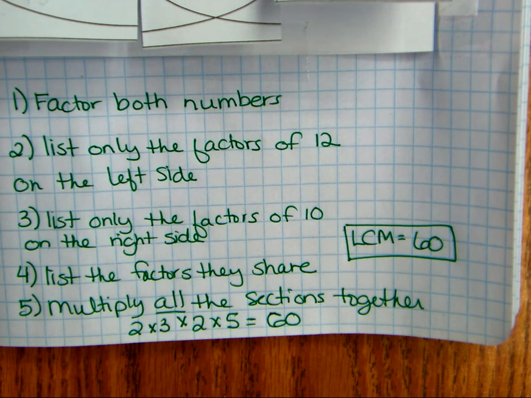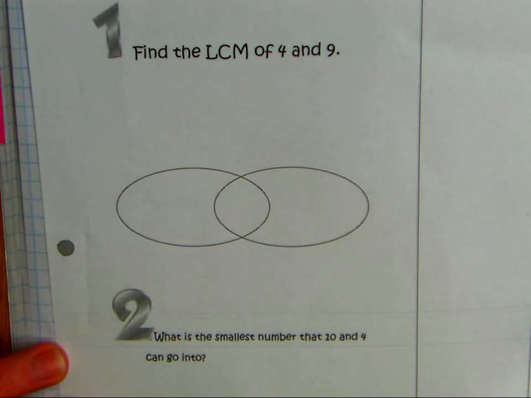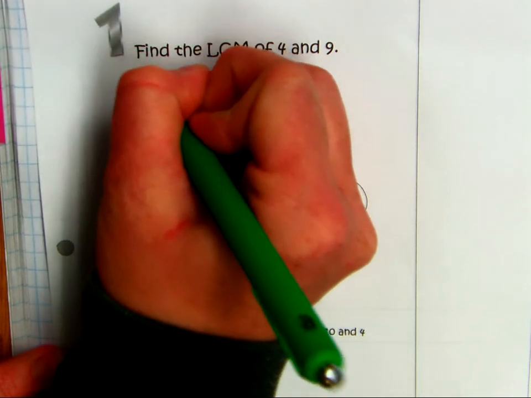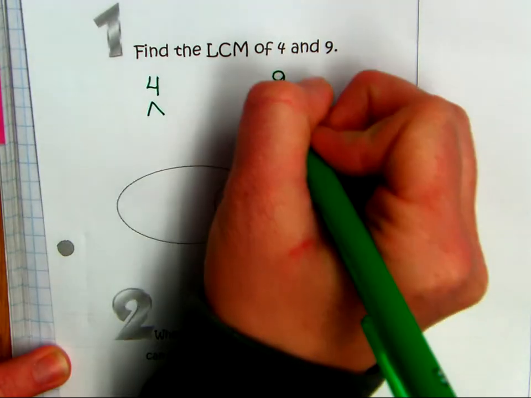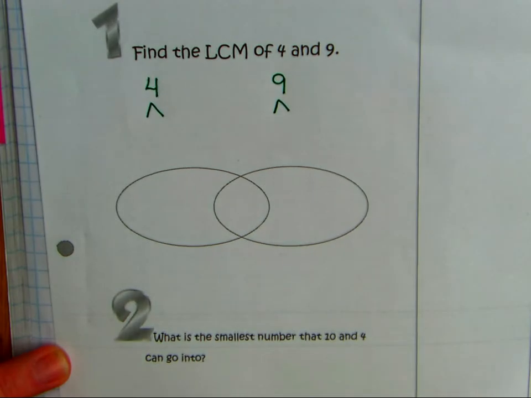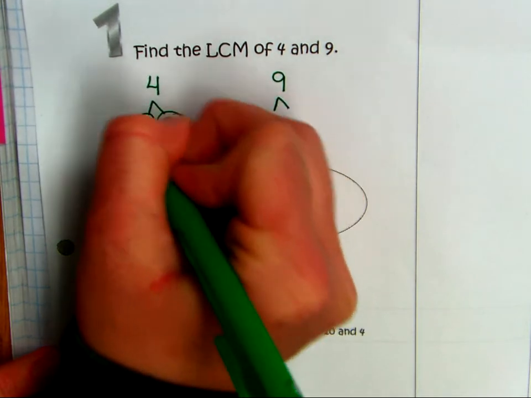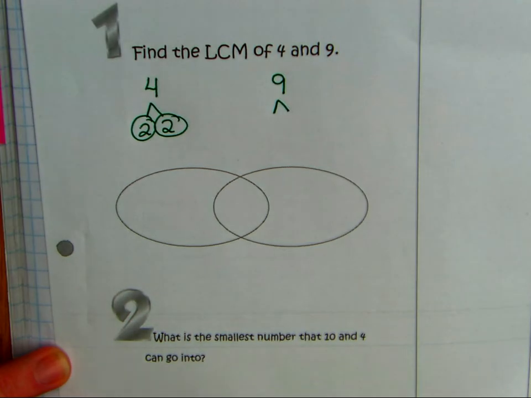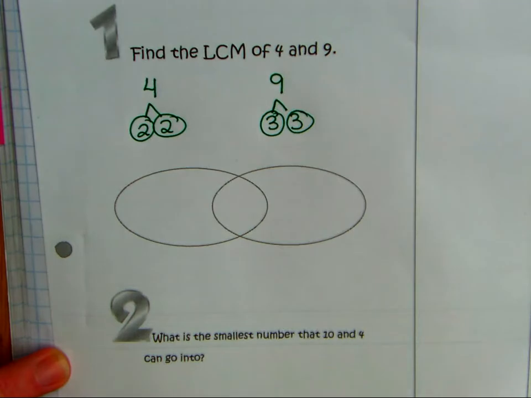Let's go over to page 41. And let's practice with 4 and 9. So we're going to start off by factoring 4 and 9. 4 can be divided by 2 and 2, both prime. 9 can be divided by 3 and 3, both prime.